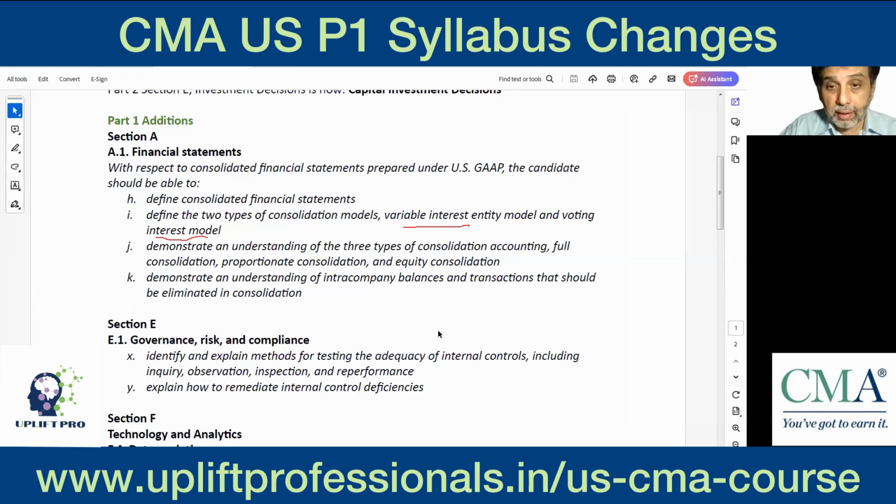So this is not going to be a class teaching you stuff, but just an orientation on what are the major changes. Now, demonstrating an understanding of intra-company balances that they have to be eliminated during consolidation was also there in the old syllabus if you have been studying Hawk. I have not seen the Sargent on that, but it was introduced, the intra-company balances which have to be eliminated.